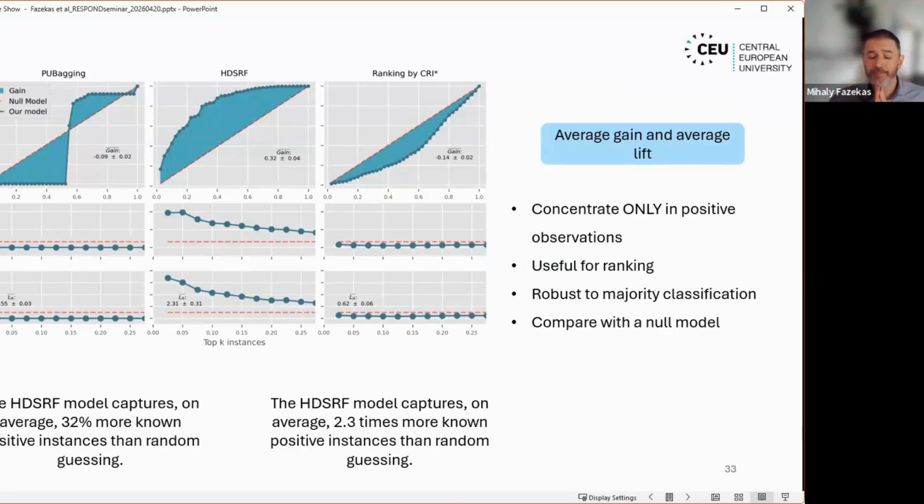We are comparing 3 models. We have a more early method in this positive unlabeled learning literature, and this is very new, right? Even this method is less than 10 years old. What we call positive unlabeled bagging, PU bagging. We have the Hellinger distance stratified random forest. This is the middle one. This is what performs best. And then we have basic ranking by the CRI, so red flags only, without sophisticated machine learning, without network metrics.